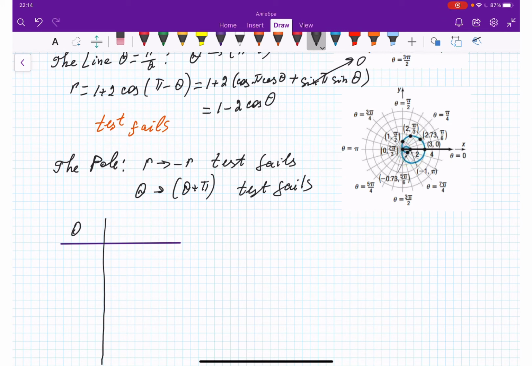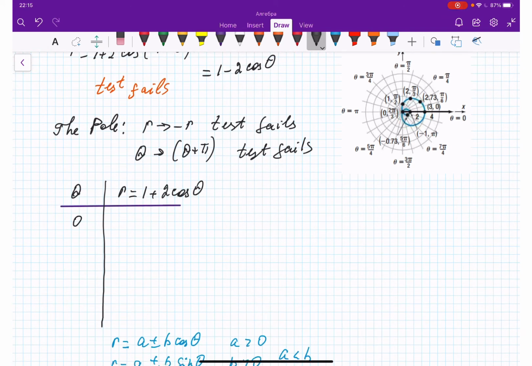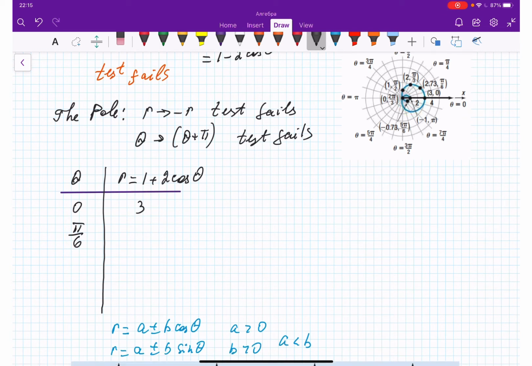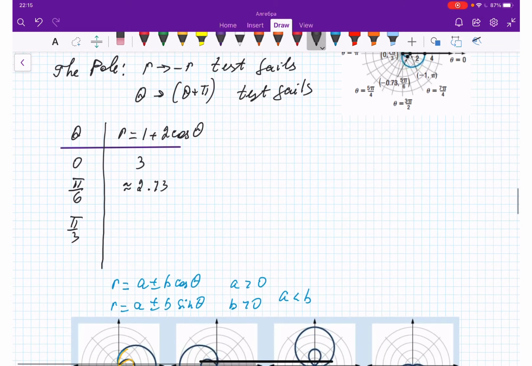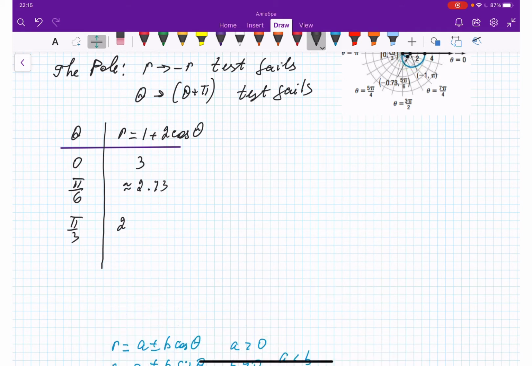So here we have theta, and here we have r is equal to 1 plus 2 cosine theta. If theta is 0, once you plug in here, the result you will get is 3. If you have pi over 6, once you plug in r is equal 1 plus 2 cosine theta, you will get approximately 2.73. Pi over 3 here, we are getting 2. And then pi over 2, we are getting 1.